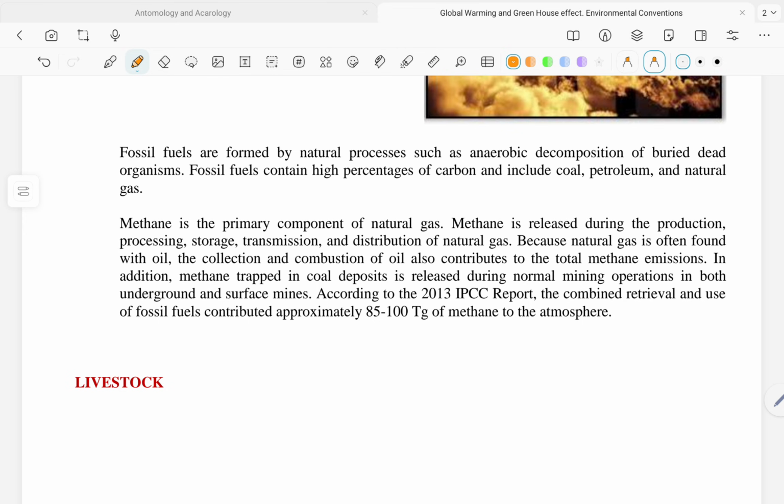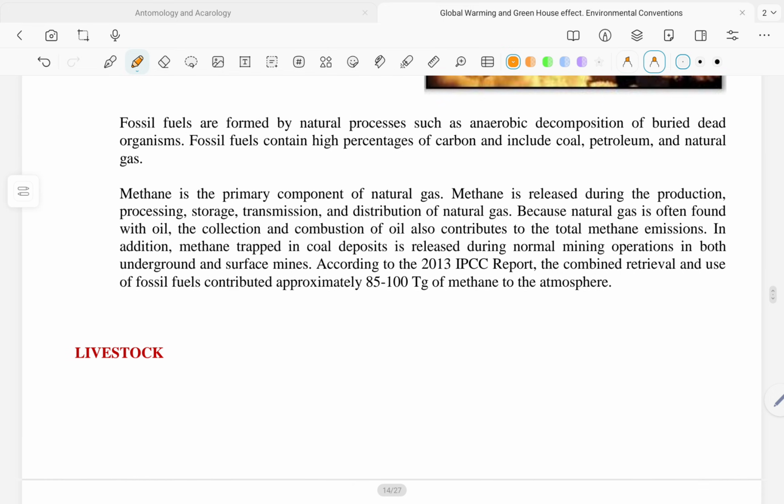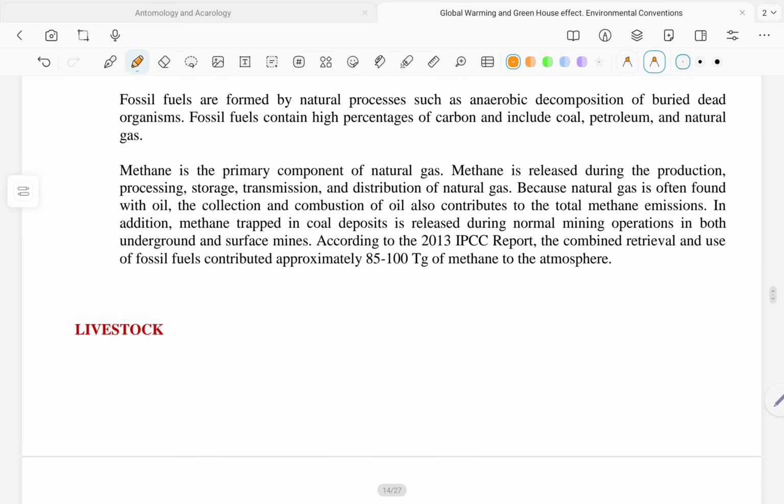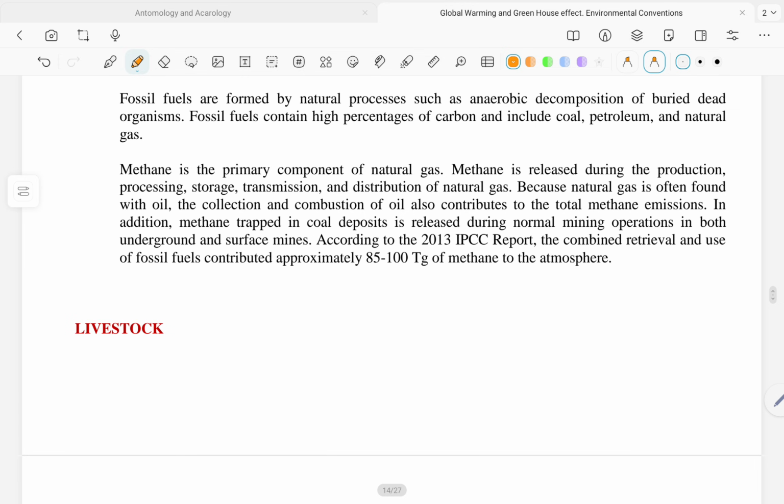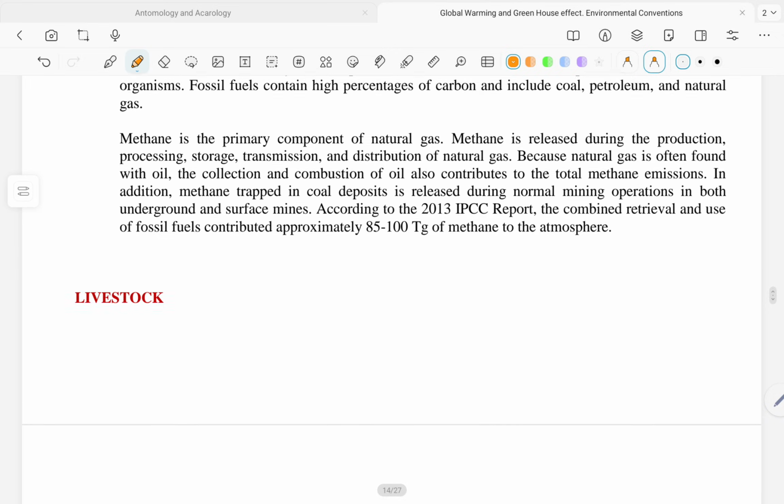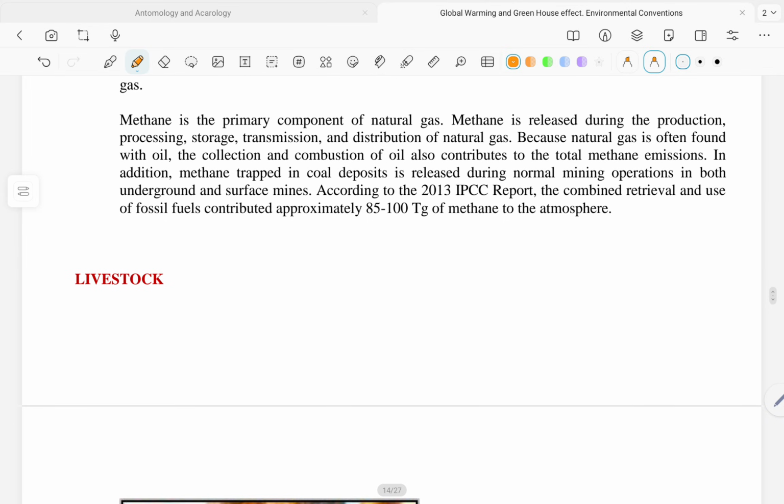Because natural gas is often found with oil, the collection and combustion of oil also contribute to the total methane emissions. In addition, methane trapped in coal deposits is released during normal mining operations in both underground and surface mines. According to the 2013 IPCC report, the combined retrieval and use of fossil fuels contribute approximately 85 to 100 million tons of methane to the atmosphere.